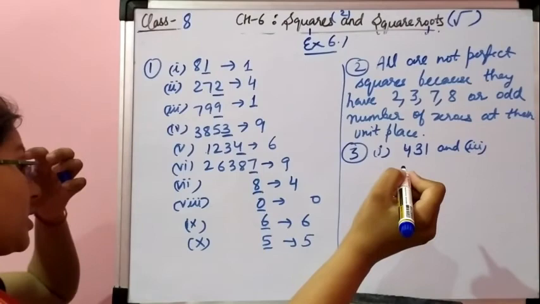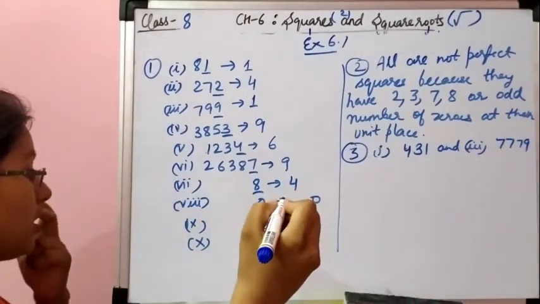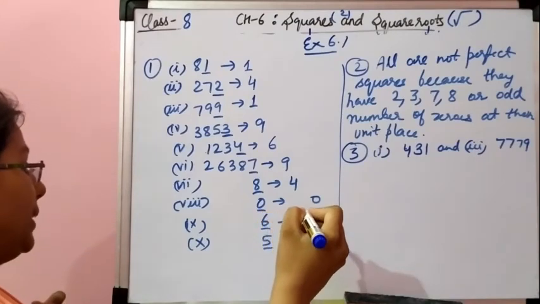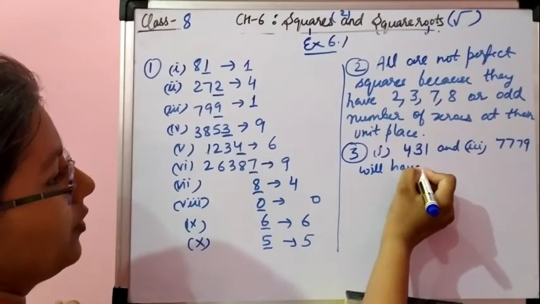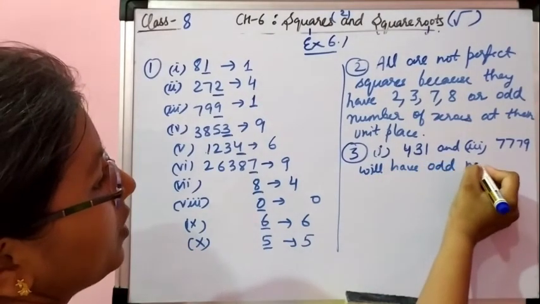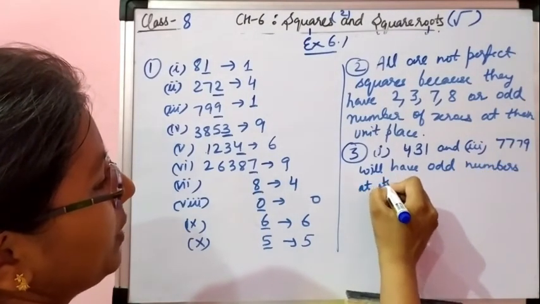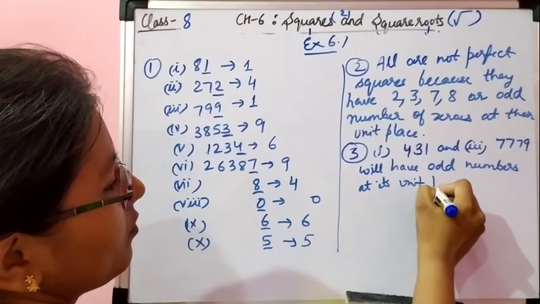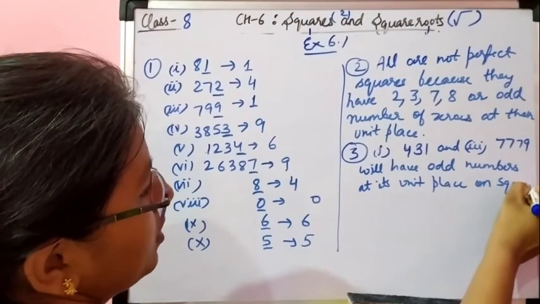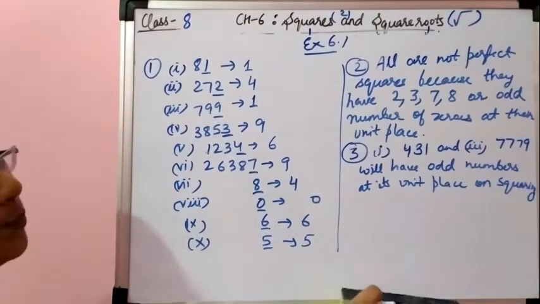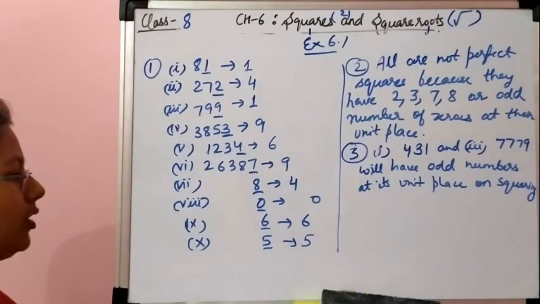So in the first and third parts, 431 and 7779 will have odd numbers at their unit place on squaring. ठीक है, squaring करने पे in this and this part only we will have odd numbers.